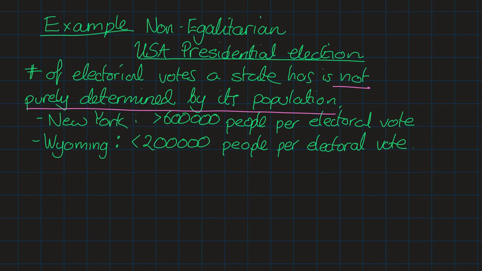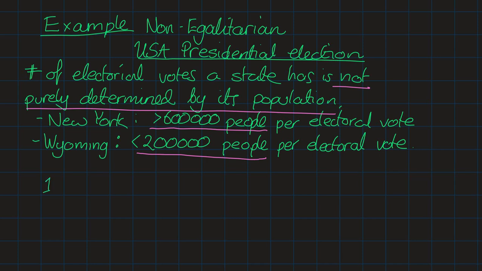The number of electoral votes a state is assigned is not purely determined by the population of the state. There are also other factors, like you don't want small states to be overpowered by big states. So this was a deliberate effort. But the consequence is that somewhere like New York has more than 600,000 people per electoral vote, whereas somewhere like Wyoming has less than 200,000 people per electoral vote.